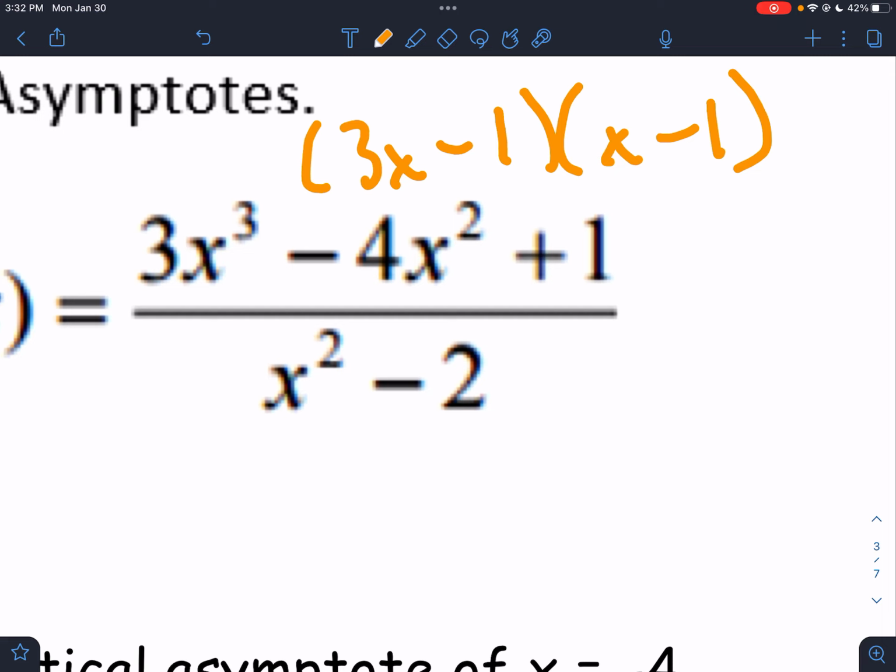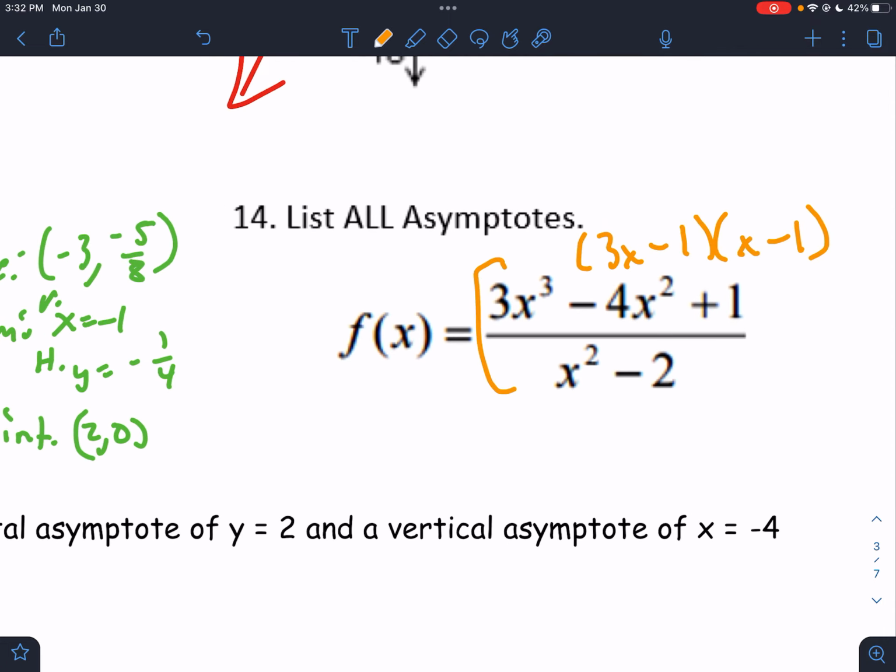So nothing's going to cancel out. This one is top heavy. It just says list all the asymptotes. Well, we can look at the bottom for the vertical asymptotes. x squared minus 2 equals 0. It's a little bit different. x squared equals 2, x would equal plus or minus root 2. So we have vertical asymptotes at plus or minus root 2.